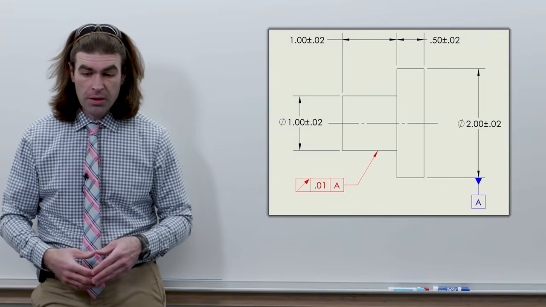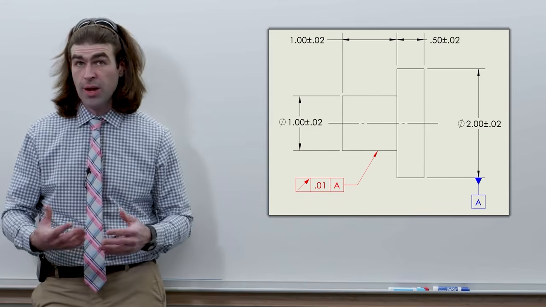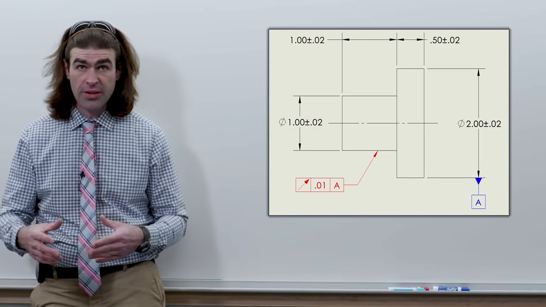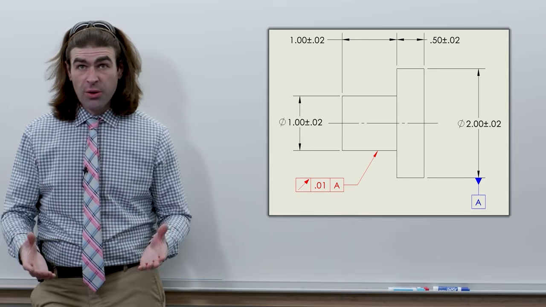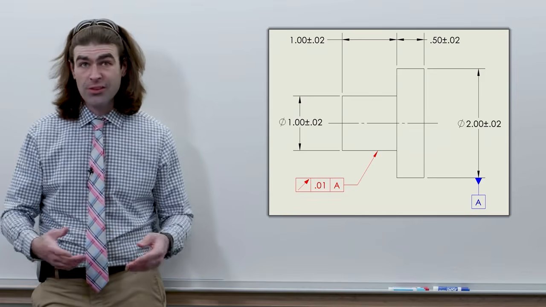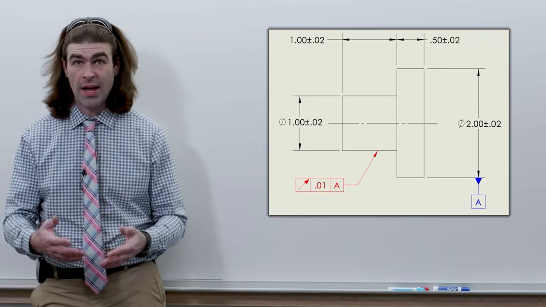Now on this part, the size is not controlled with the runout, right? The size can vary more than the runout tolerance. So, you can still check it with calipers, your 2-point checks to make sure the size is within tolerance, and then everything else would be controlled with that runout tolerance.